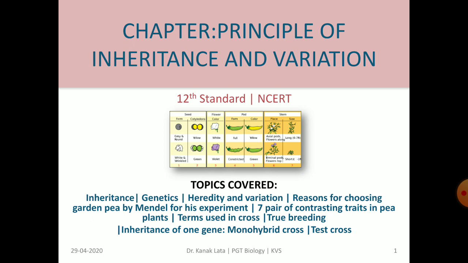In this online session, today we will discuss a few topics that are very basic in these lessons. The topics are inheritance, genetics, heredity and variation, reason for choosing garden pea plant by Mendel for his experiment, 7 pair of contrasting traits in pea plants, terms used in cross, true breeding, inheritance of one gene, that is monohybrid cross, and last, test cross.